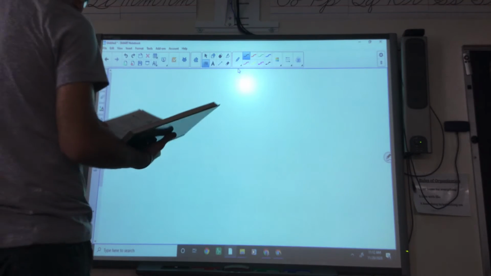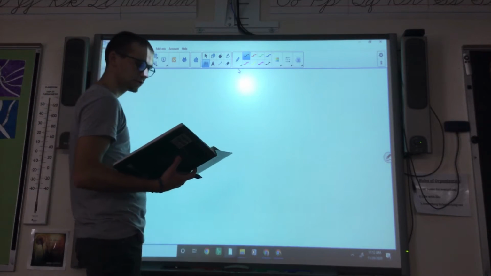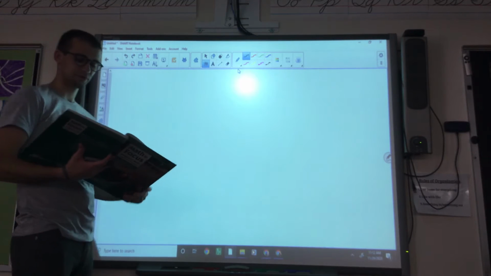Okay, so we're on page 47 here. Use exterior angle relationship to find angle measures.